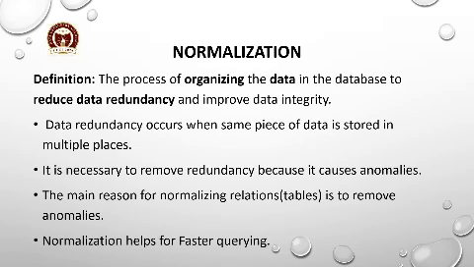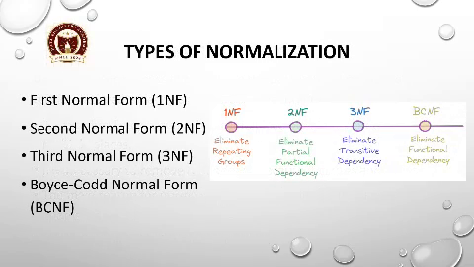Performing normalization on relations or tables is to remove anomalies. As I said before, an anomaly is nothing but an error. After performing normalization, the duplicates are removed in the relation. So normalization helps with faster querying. Let's dive into the types of normalization. The types include first normal form, second normal form, third normal form and Boyce-Codd normal form.